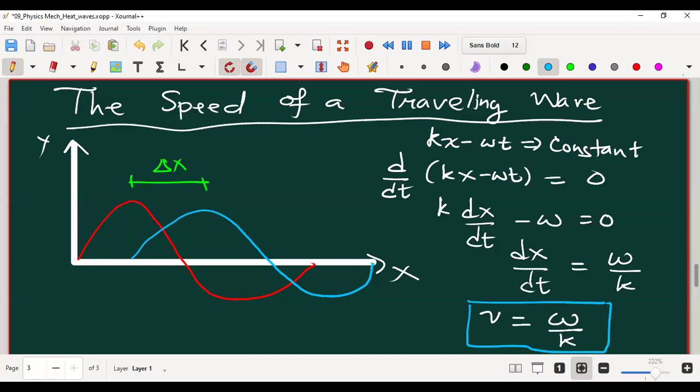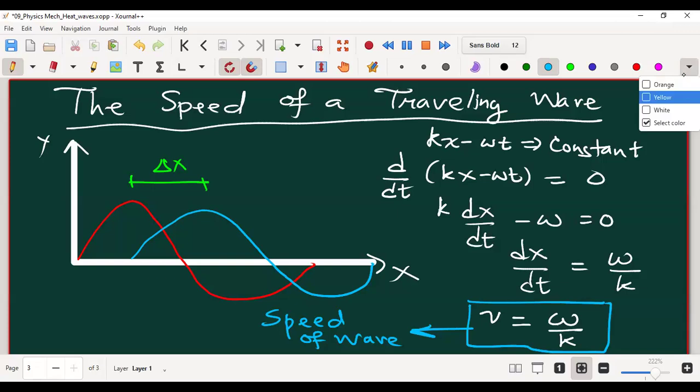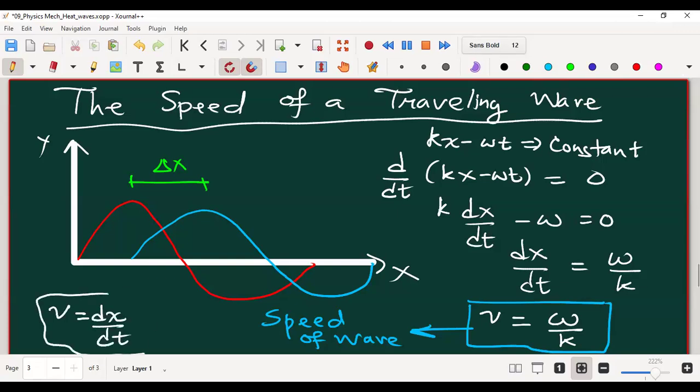k is the wave number, and omega is the angular frequency. So angular frequency divided by wave number is the speed of a traveling wave. Remember that v is dx/dt. This is the formula of speed.